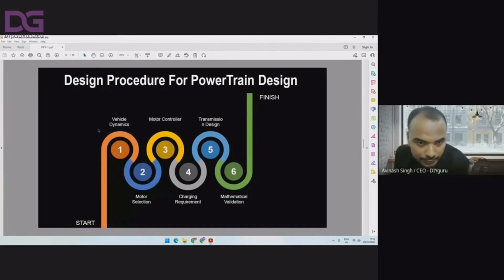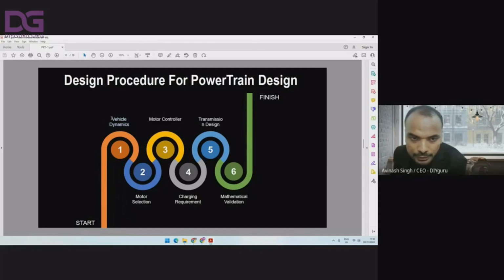In the case of powertrain design, the very first thing you need to take care of is the vehicle dynamics, right? How your vehicle will behave under motion. Once you start designing your vehicle, you need to calculate different forces and how these forces will act on the body in motion. There is a course on vehicle dynamics for you in the DIY group. You will have access to that. You can go through this course.